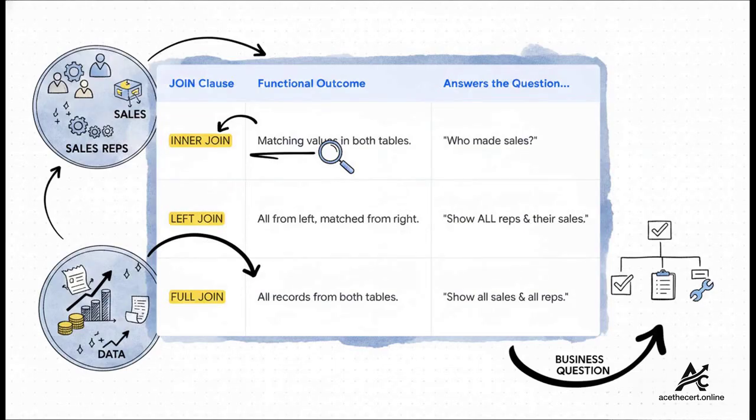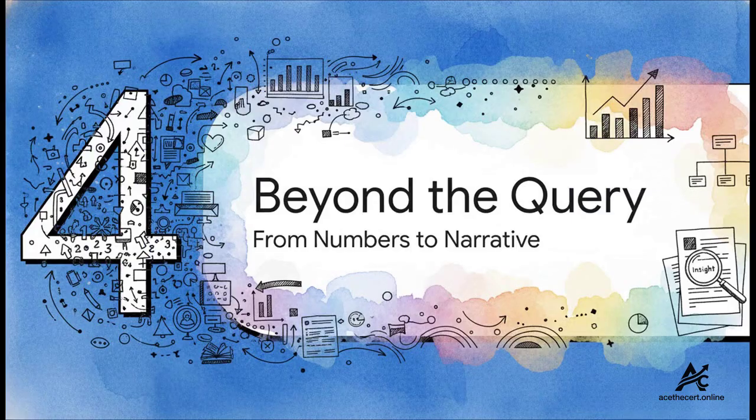Now, picking the right kind of join is super important because it totally depends on the question you're trying to answer. The inner join we just used is perfect for answering who are the reps that actually made sales. But what if the question was different? What if you wanted to see all your reps and maybe find out which ones haven't made any sales? Well, for that you need a left join. This little guide here is a great way to think about matching the right SQL tool to the specific business question you're facing.